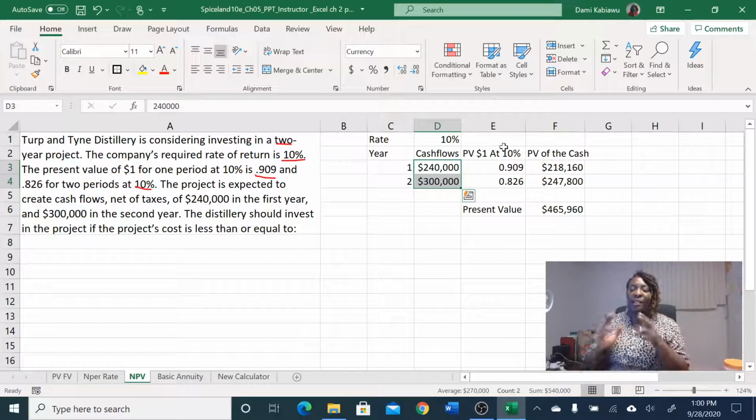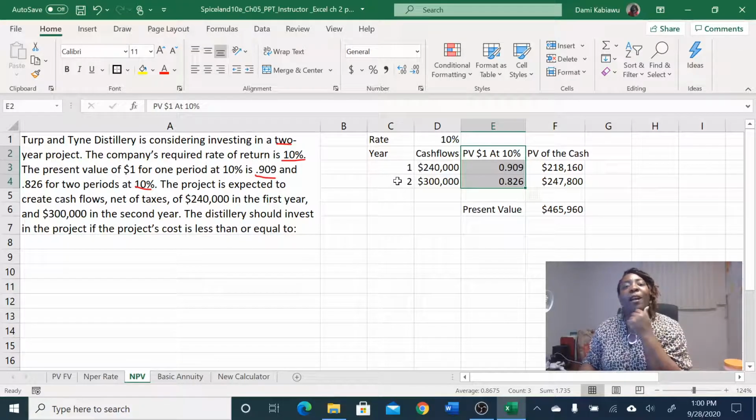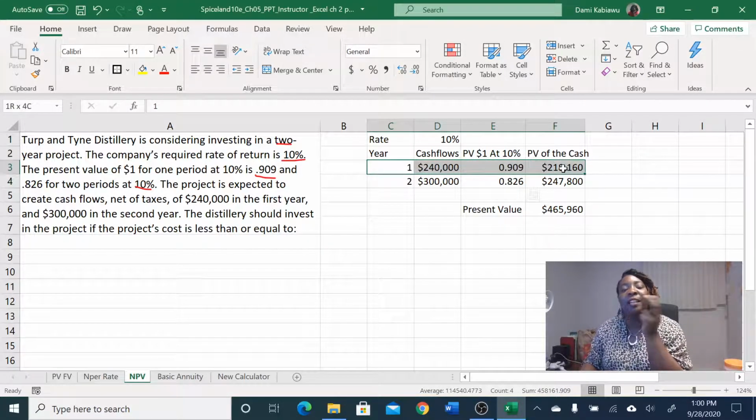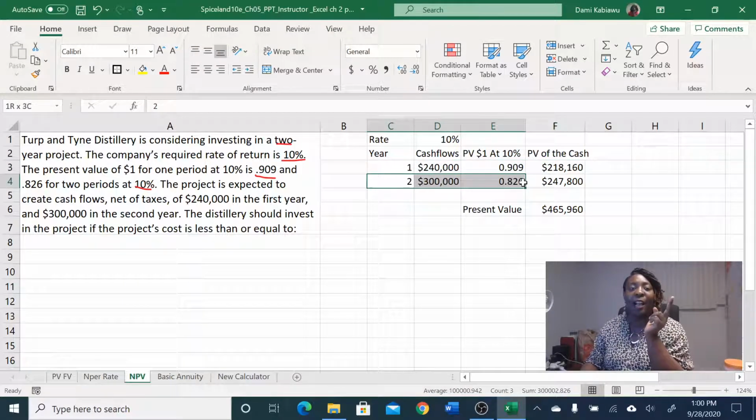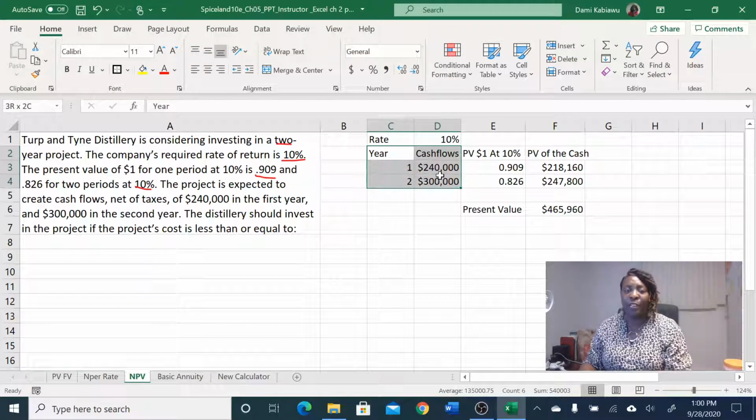Done. Now in Excel we can do one of two things. We can use an Excel formula to find the present value of each individual cash flow without the use of this number here, or we can use Excel's NPV formula. If you use Excel's PV formula, you can find the present value of the first cash flow expected in year 1 and the present value of the second cash flow expected in year 2. A better way to do this is to use Excel's net present value formula. It helps you find the present value of an unequal cash flow.